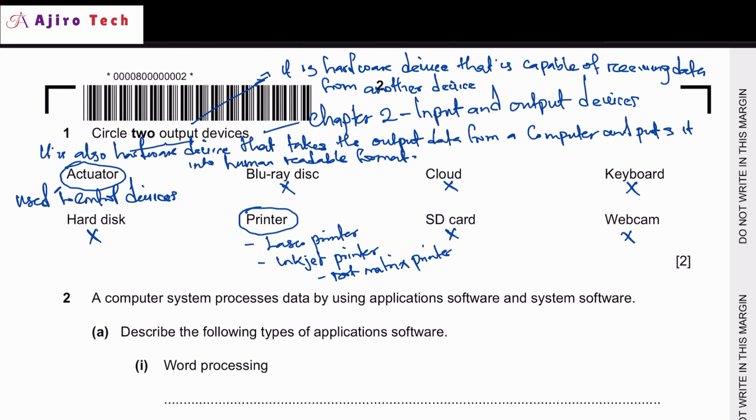Now let me explain everything real quick. When we talk about the laser printer, it produces high quality hard copy output. That's what it does. So we use the laser printer when we want to produce large numbers of pages. That's why they produce high quality hard copy output. And of course, it makes use of the toner.